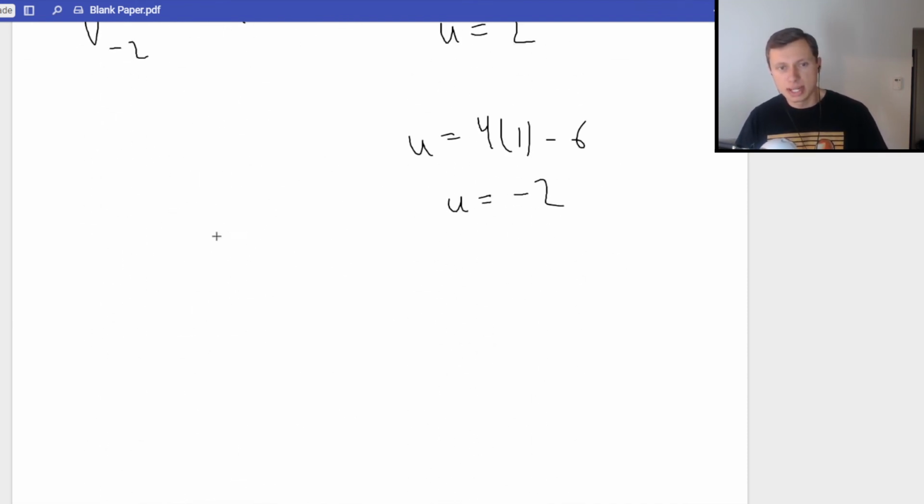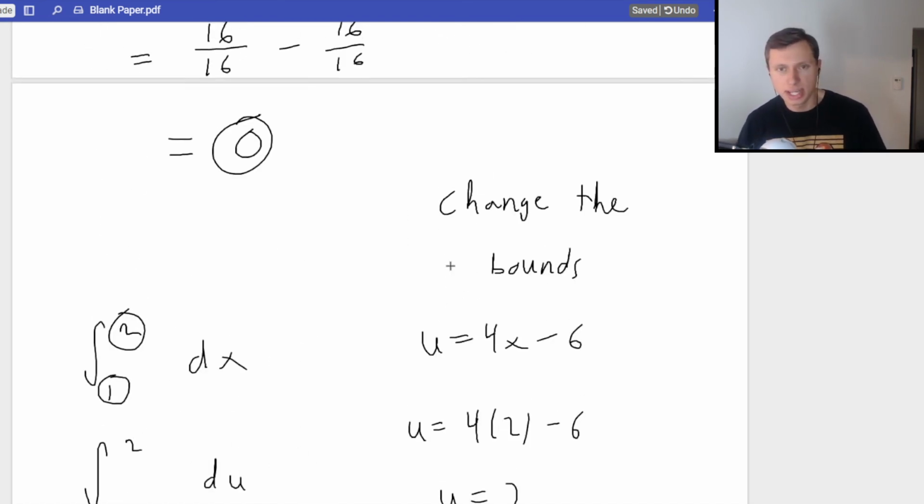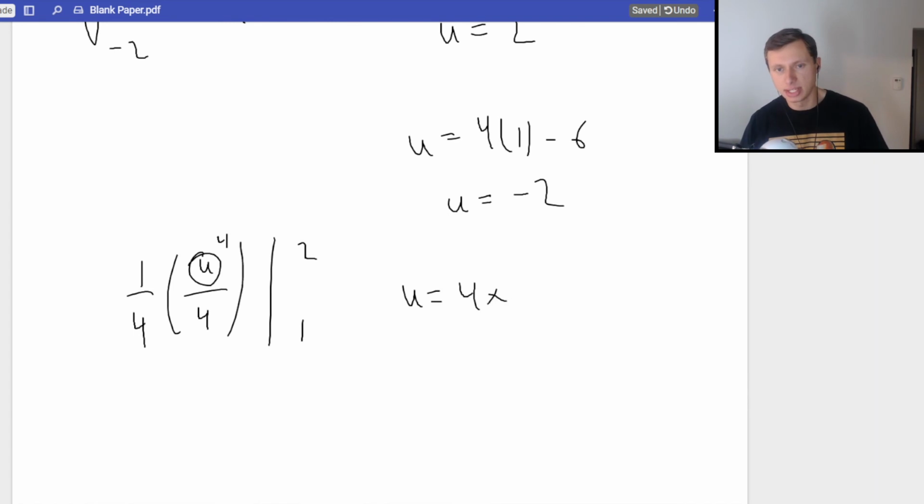I'm going to rewrite it down here. 1/4 times u to the 4th divided by 4 evaluated from 2 to 1. This is what we said at some point in the problem. Now, we completely have the choice, we have two options at this stage. Number one, we can plug in for u, which we said was what again? Let me scroll up. 4x minus 6. U equals 4x minus 6. We plug in for u. We did exactly what we did for this problem.